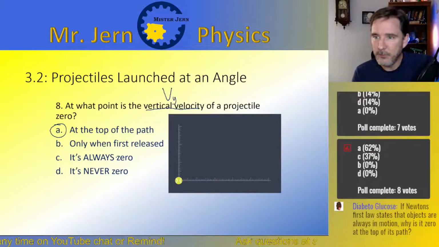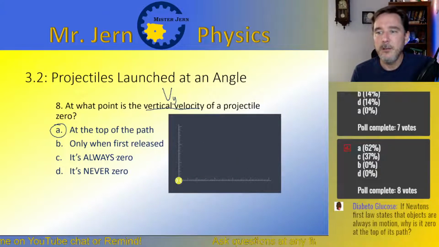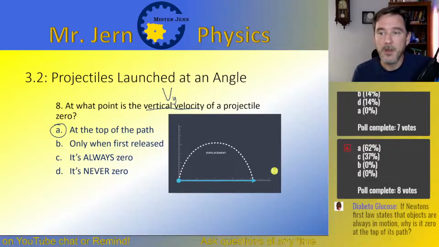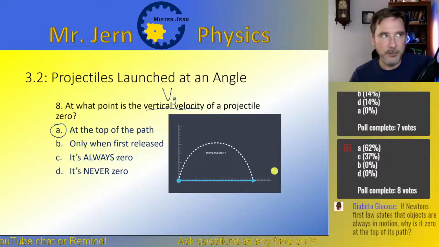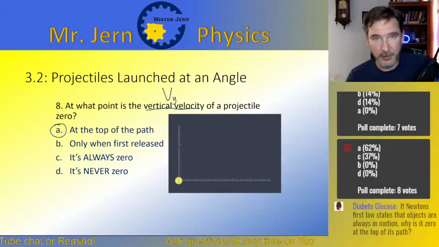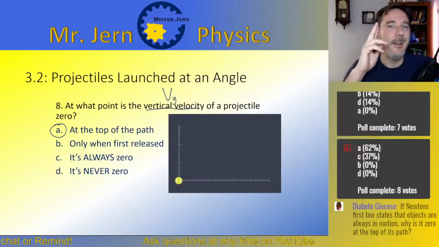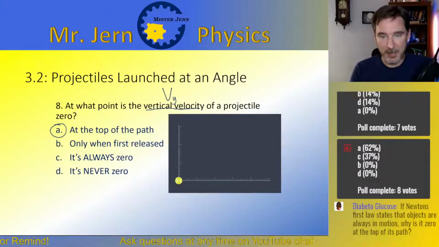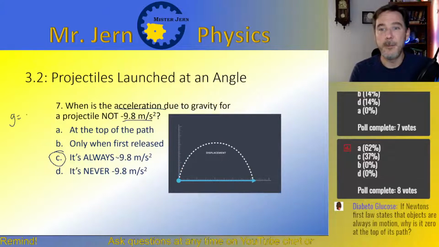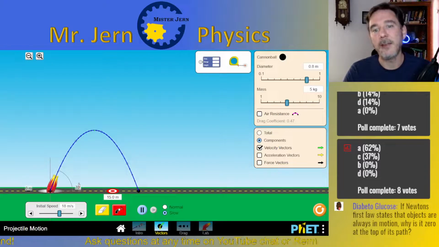Vertical velocity. If Newton's first law says objects are always in motion, why is it 0 at the top? Great question. It's Newton's inertia, Newton's first law. An object in motion will stay in motion, and then there's the second part, unless acted on by an unbalanced force, right? Well, what's the unbalanced force acting on it?